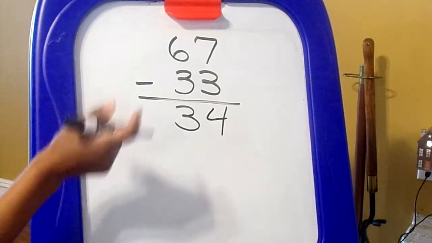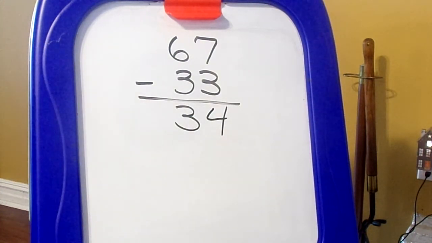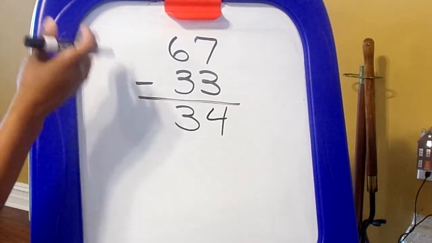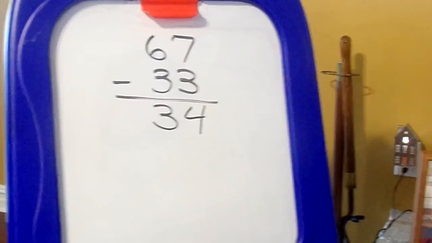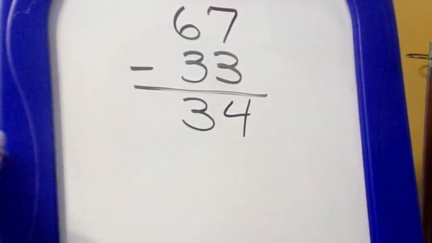So I hope these strategies are helpful. Remember, the very first one for the two-digit numbers was drawing your picture. The other one was expanded form. And then this is the standard model where you could do it mentally. And again, this is without regrouping. That's it.